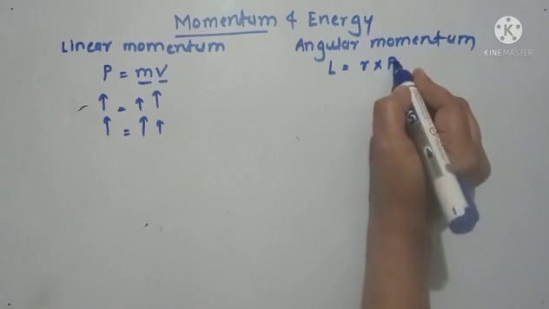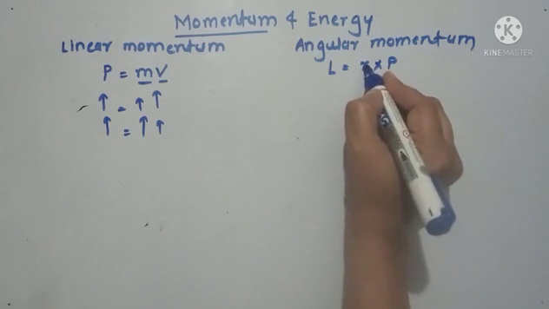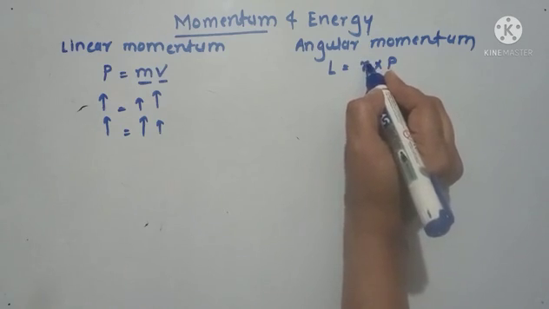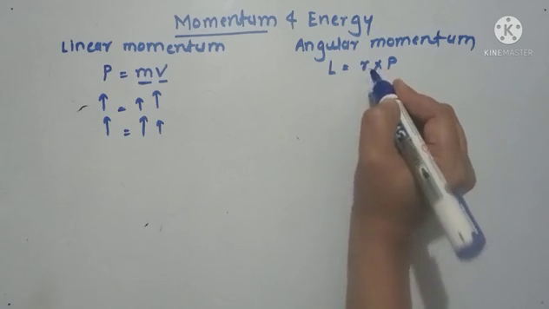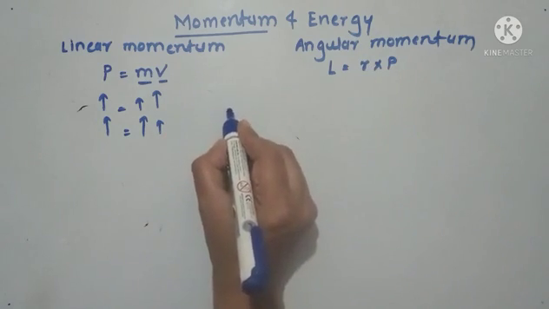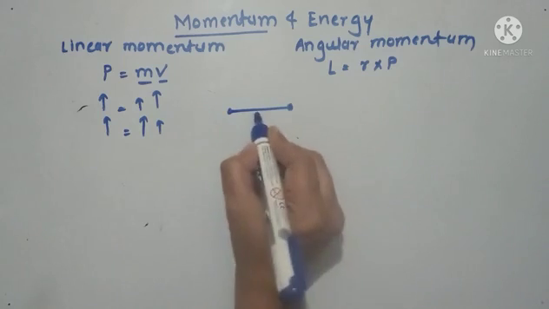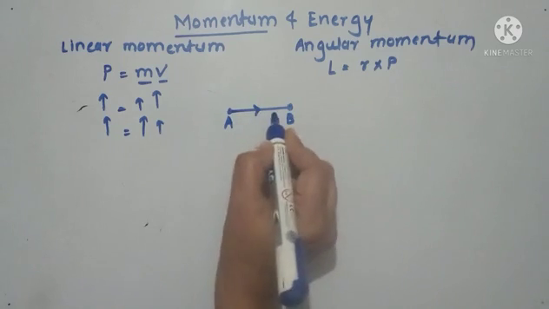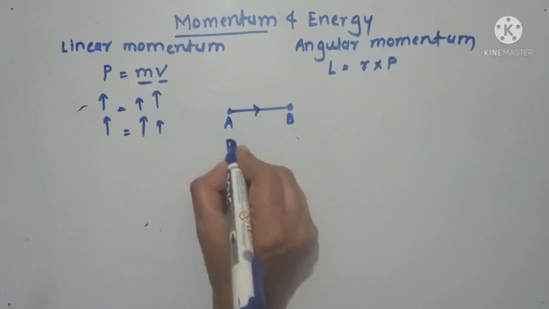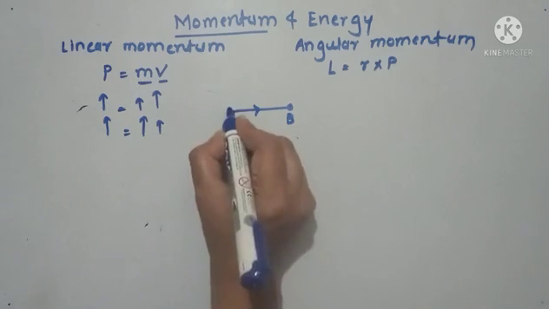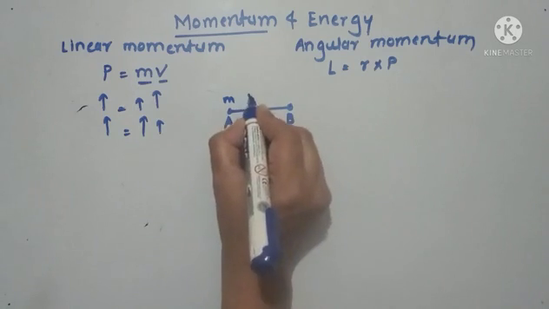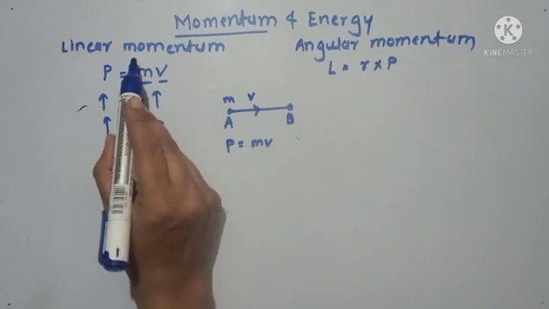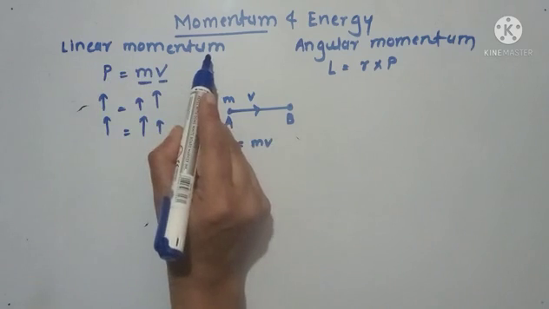So this P is the linear momentum, and this R is the radius of the trajectory path through which the particle is moving. For example, suppose this is a particle which is moving in a rectilinear motion and it is going from A to B, then it is said to have the linear momentum P equals m into v if the mass is m and it is moving with the velocity v. So the linear momentum is associated with the rectilinear motion.